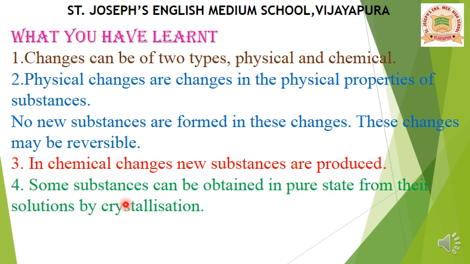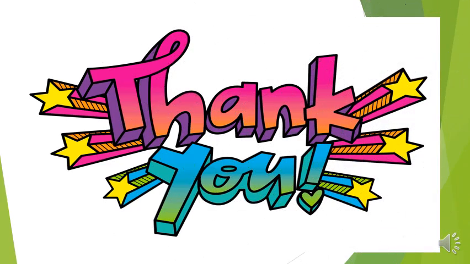Some substances can be obtained in pure state from their solutions by crystallization. Crystallization is the method in which we get pure crystals, the pure state of the substance. These are the things we have discussed in our class. Hope you understood the changes along with the properties of physical change and chemical change.